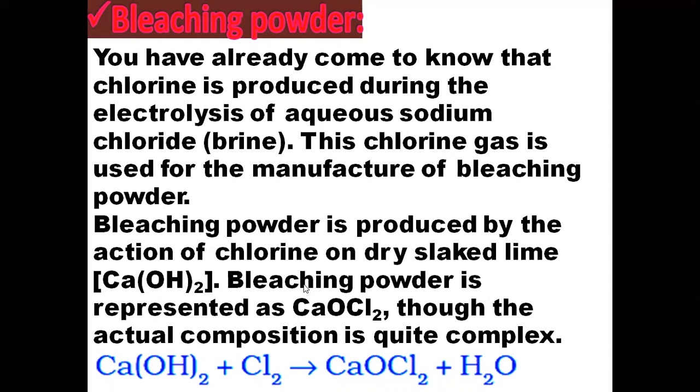We get sodium hydroxide from sodium chloride by the electrolysis process. In that process, we also get chlorine. So by passing the chlorine over calcium hydroxide, that is slaked lime, we get the bleaching powder.